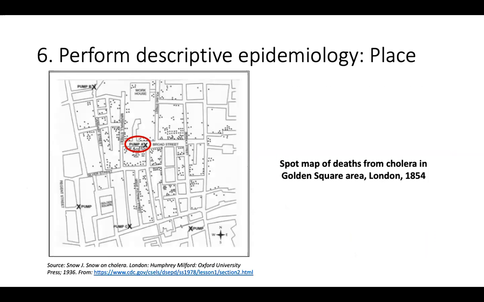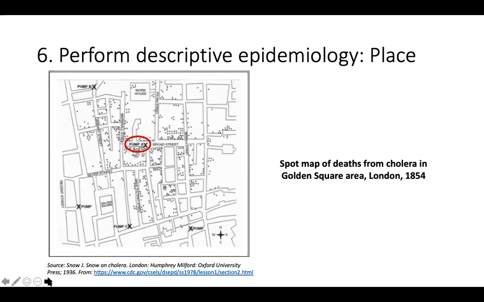We also might want to plot cases geographically. This is the most famous example from Jon Snow in 1854, not from Game of Thrones, but he plotted deaths due to cholera in London and concluded or hypothesized that there was something about this pump, the Broad Street pump, that was contributing to the distribution of diseases, because all of these deaths seem to cluster around that pump.